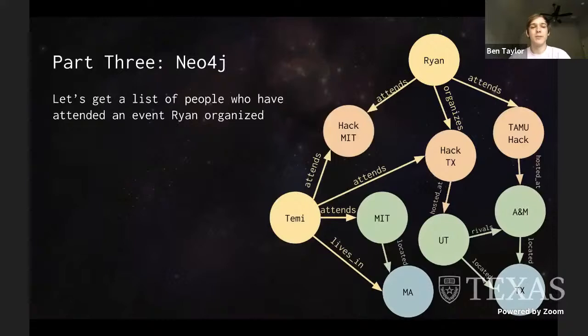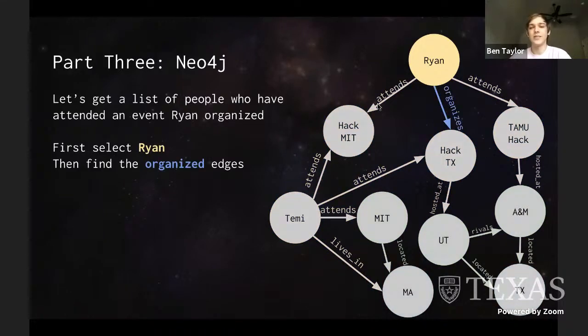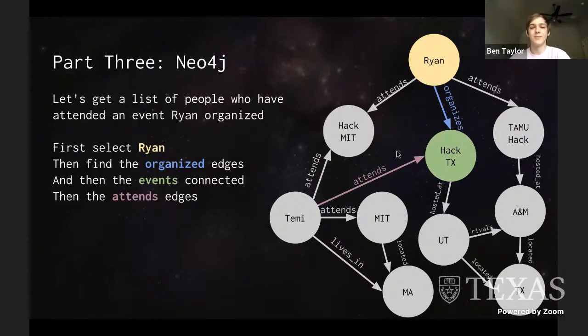We can get a little bit more complex, and it doesn't really change the complexity of the query. The queries still stay really simple. So if we want a list of the people who have attended an event that Ryan organized, a bit of a mouthful, we would select Ryan, find the organized edges, just like last time, find all of the events connected to any of the organized edges, find the attends edges, and then find the people connected to the attends edge. So we're looking for the relationship Ryan organizes something, and then find the second relationship attends. So find anyone that attends Hack Texas.